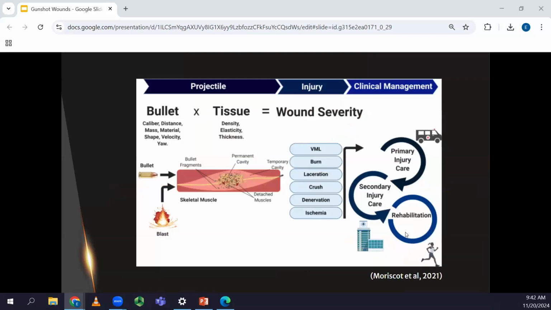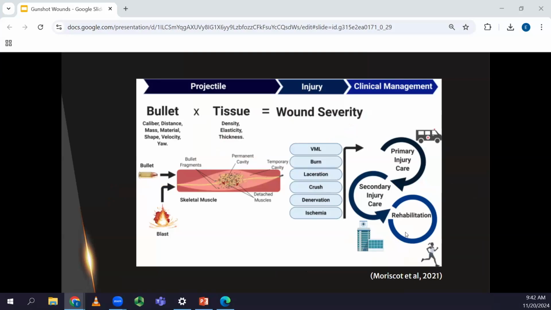In general, when we're talking about wound ballistics and wound severity specifically, like I mentioned before, the bullet has a lot to do with that: the caliber of the bullet, the distance, the mass, the velocity, the yaw, like where it actually rotates. And then of course, the tissue, like I mentioned, there are different densities and elasticities, which are extremely important when it comes to wound severity.